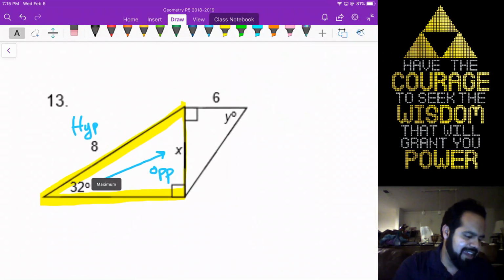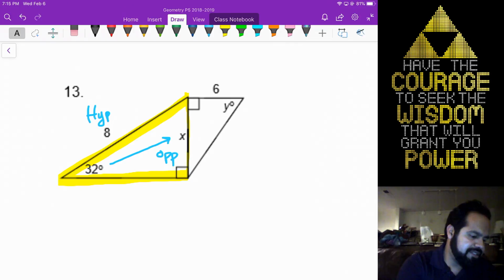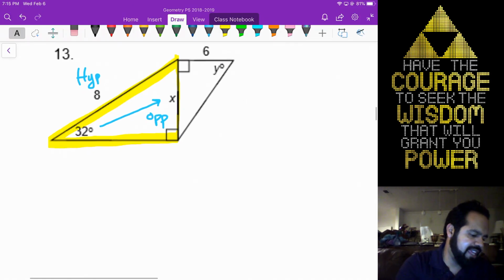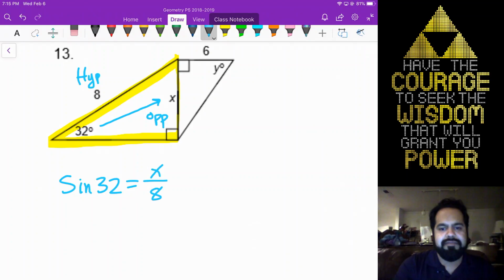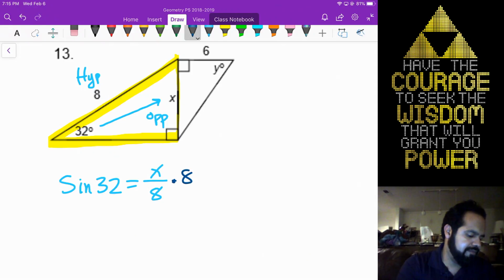All right, so let's check this out. So SOHCAHTOA, sine of 32 equals x over 8. So multiply both sides by 8. X equals 8 sine of 32.